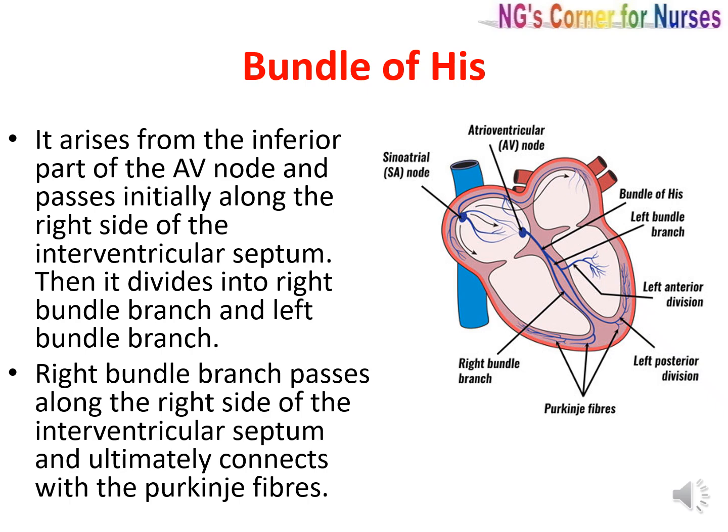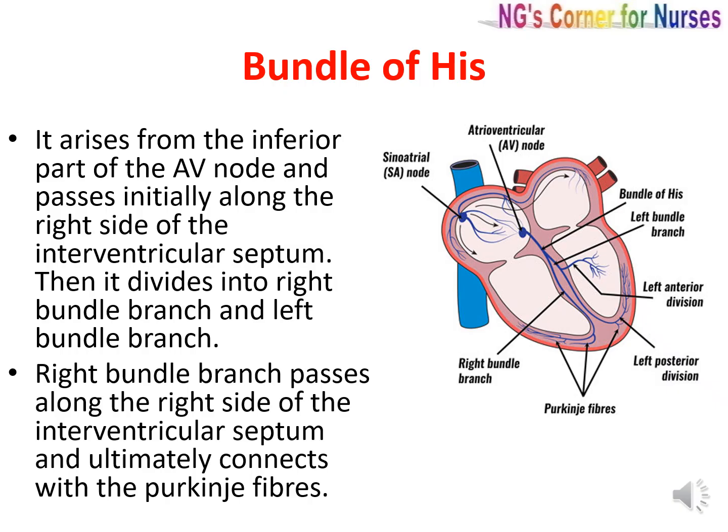Next, coming to the bundle of His. It arises from the inferior part of the AV node and passes initially along the right side of the interventricular septum. You can see in the picture, then it divides into two branches, right bundle branch and left bundle branch.